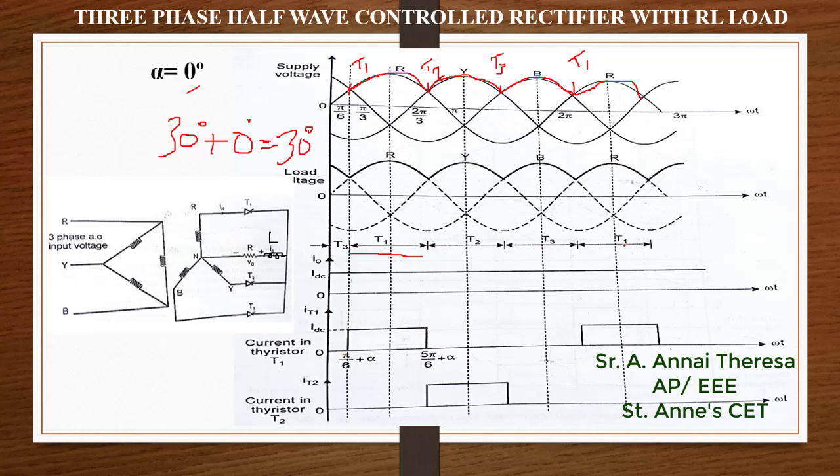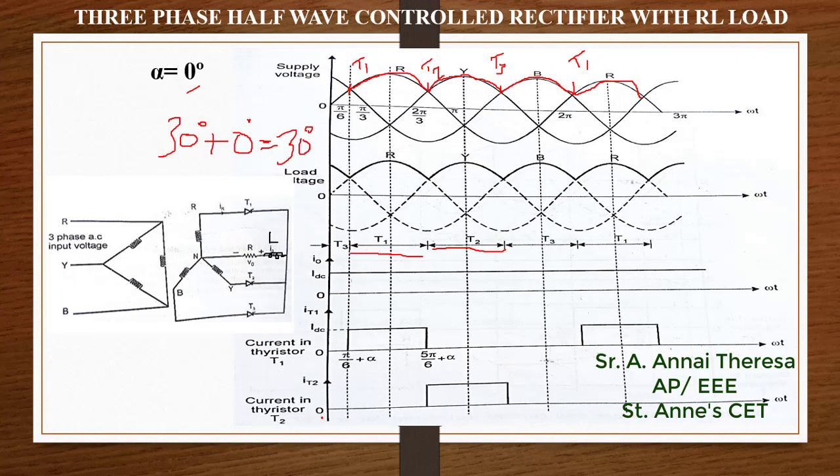Again here T1 comes into conduction mode, so there will be current flow in thyristor T1. Then what will be the current through thyristor T2? Here thyristor T2 is conducting. This will be the duration where the current through thyristor T2 is flowing. Like this you can draw for thyristor T3 also.